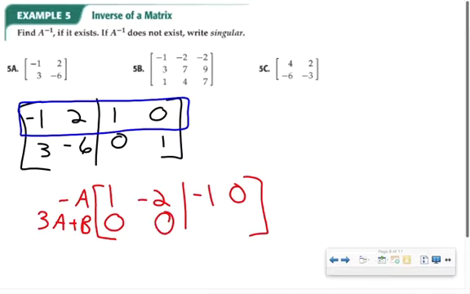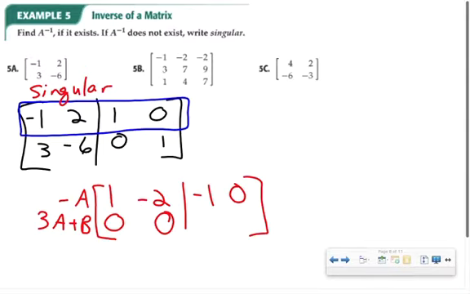And at this point, I don't need to go any further because it is already evident that there's no way I'm going to get a 1 and a 1 here. Which means this matrix has no inverse. It is singular.